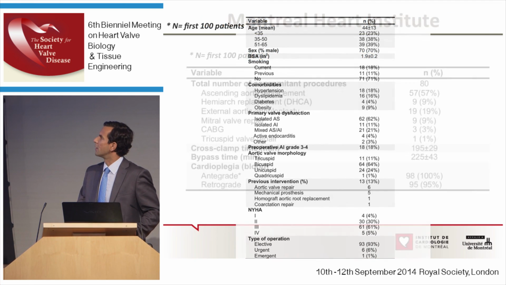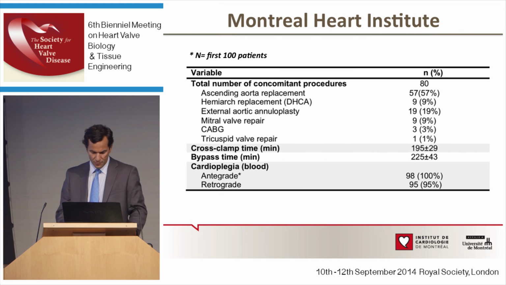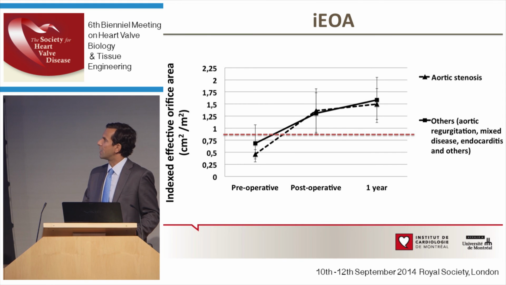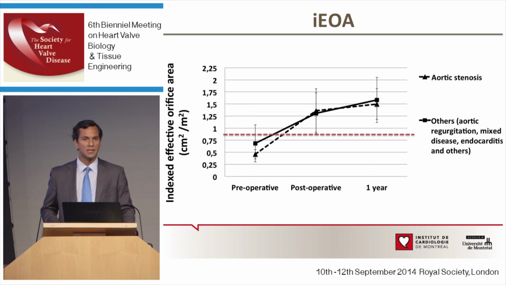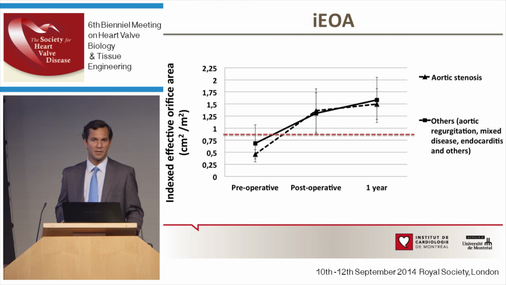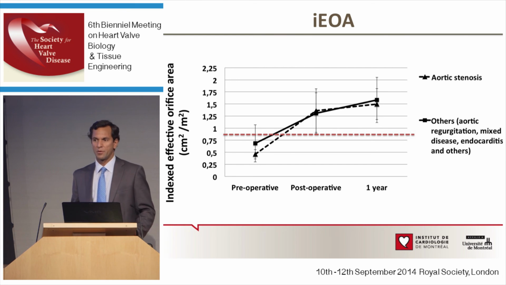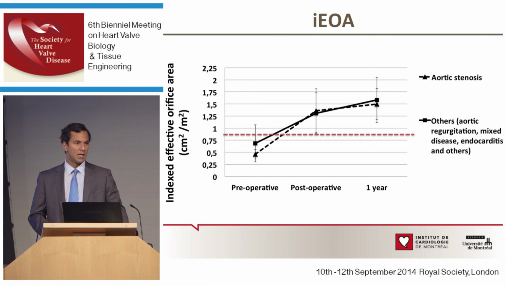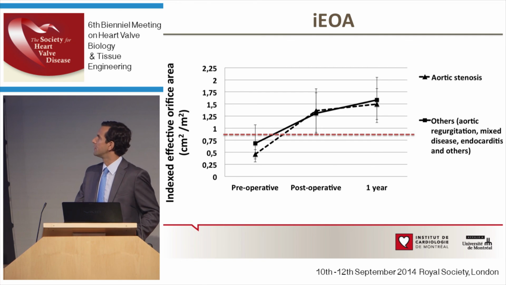These are the characteristics of the patients. I will, again, briefly skip through those. But just to show you the hemodynamic differences in these patients, these are the index effective orifice areas before, immediately after, and at 1 year after the operation, with the line here being the cutoff for patient prosthesis mismatch. I mentioned earlier the importance of patient prosthesis mismatch on the long-term outcomes or the prognosis of these patients in the long term, and you can well appreciate the difference or the distance there is between patient prosthesis mismatch and the indexed effective orifice areas in these patients.